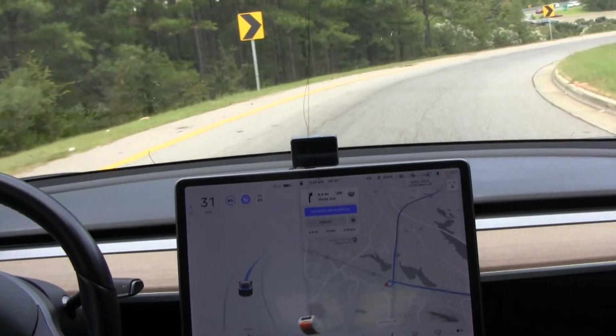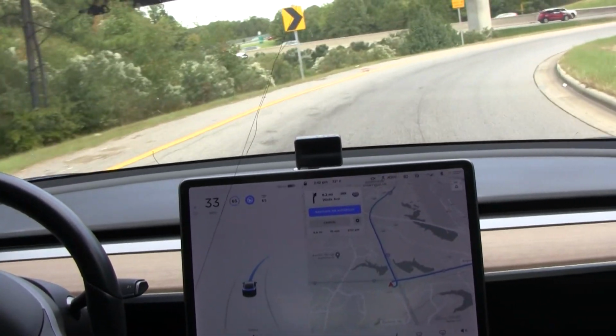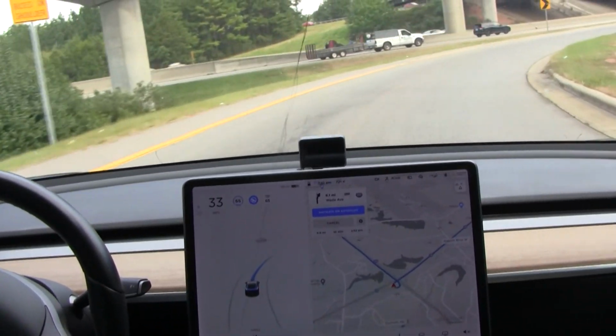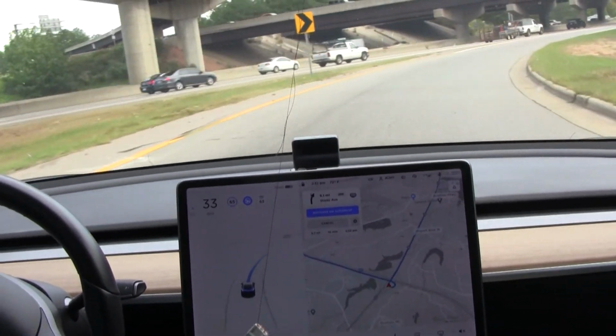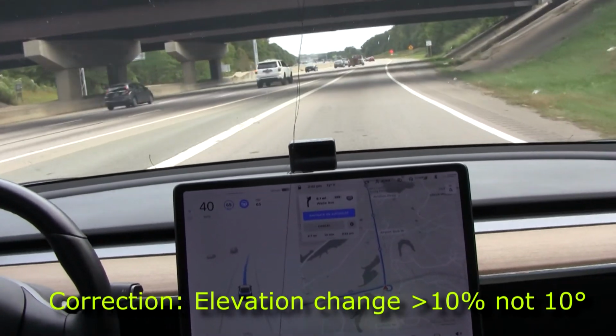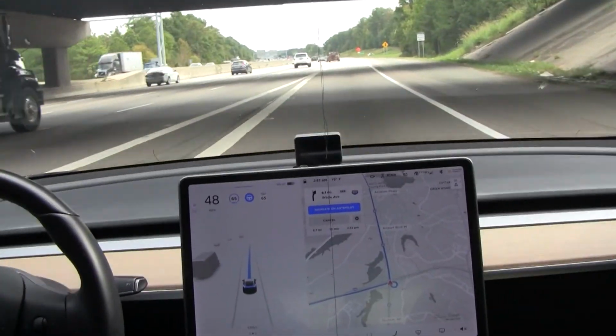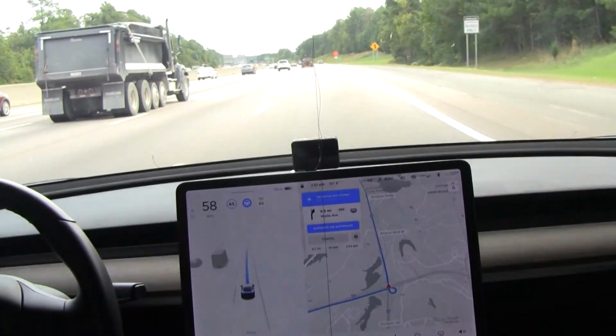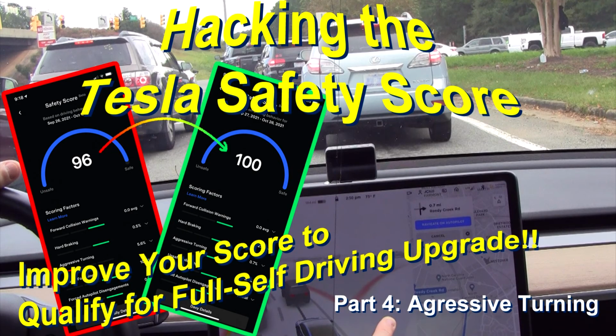Elevation changes were basically ignored, and that's why we confirmed the calculated 0.17G speed matches the posted speed limit. If there's an elevation change greater than 10 degrees, you might want to find a different ramp to use, because our math is based off of elevation changes between 6 and 8%. That's it for part 4 of hacking the Tesla safety score.